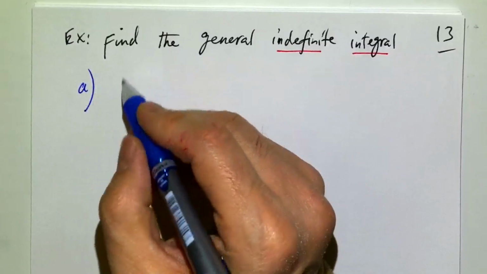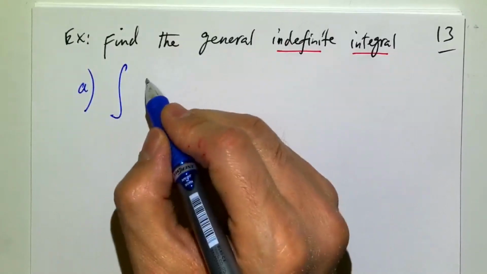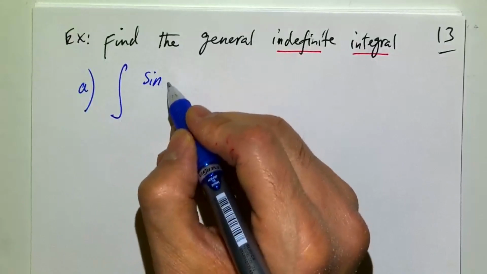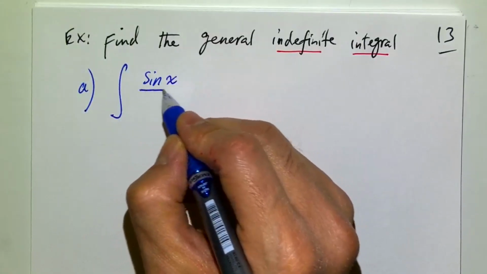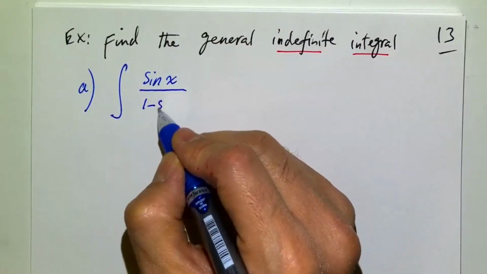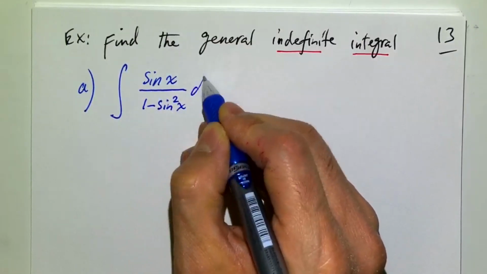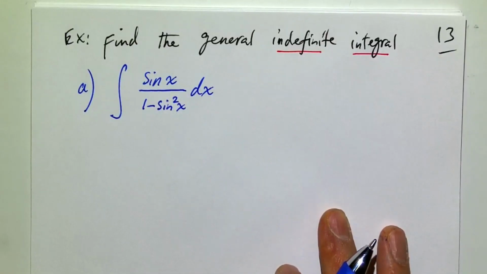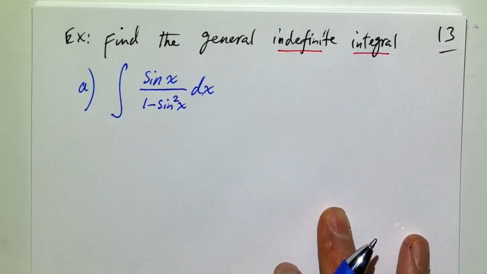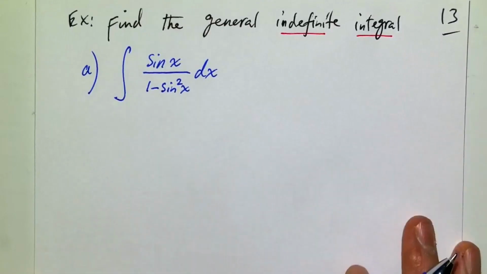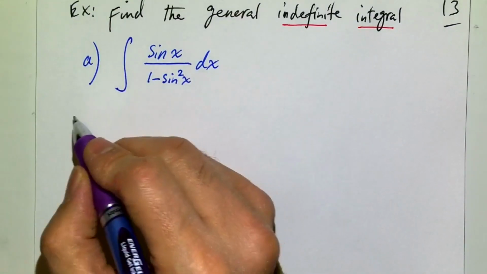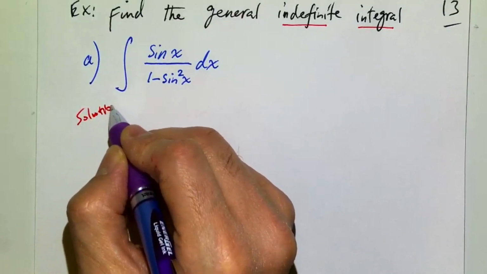So we switched gears a little bit here. Integral of, notice the limits, upper and lower limits, are missing, right? So we have an indefinite integral: sine of x over 1 minus sine squared x dx. Okay, so I hope you pause the video and come up with a solution for this, and then come back and see what I have.